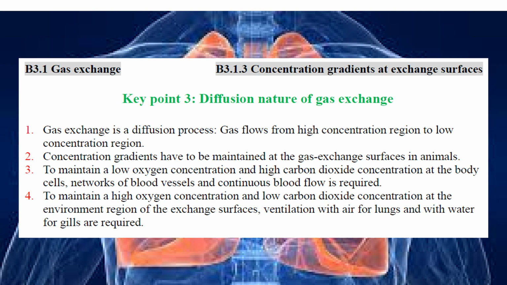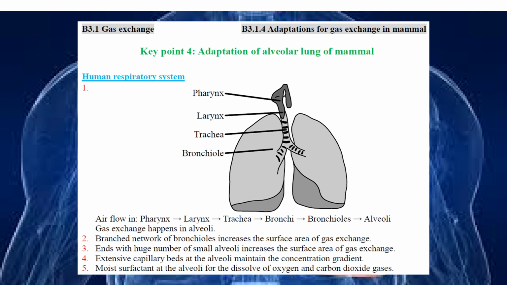So what we need to do is to maintain the low oxygen concentration and the high carbon dioxide concentration in the body cell. And also to maintain a high oxygen concentration and low carbon dioxide concentration in the environment. Just keep the air moving around, keep the bloodstream moving around, and everything will do well by diffusion. And how do we do it?